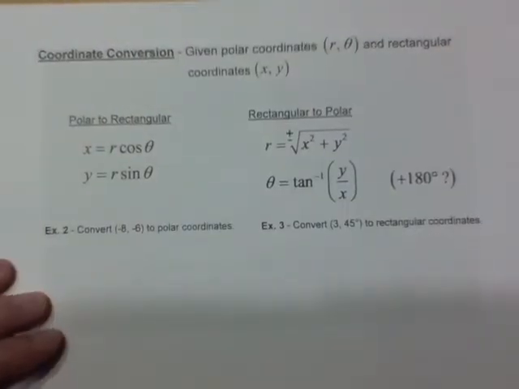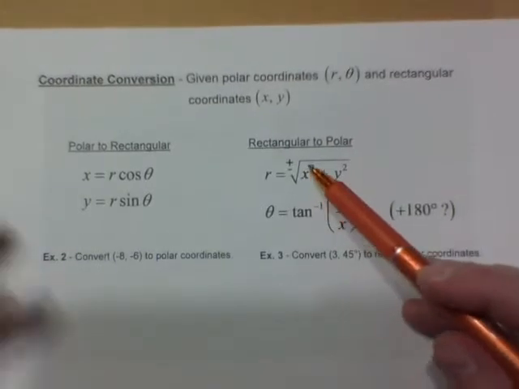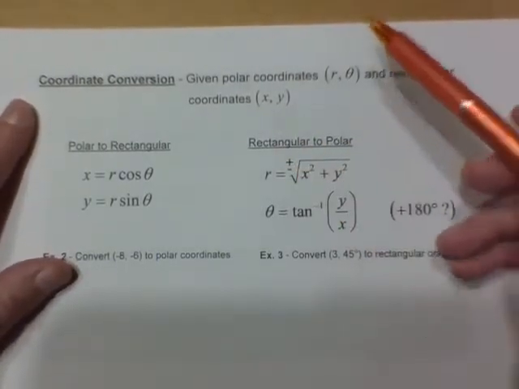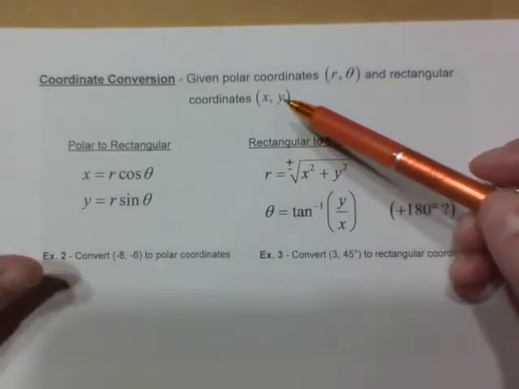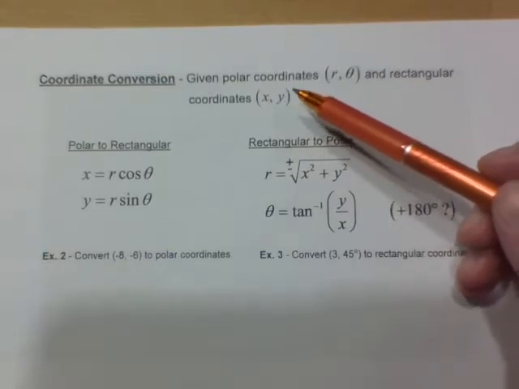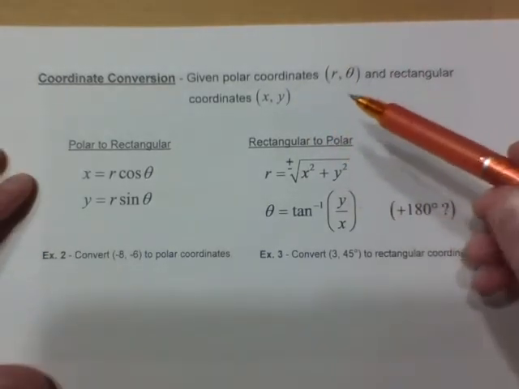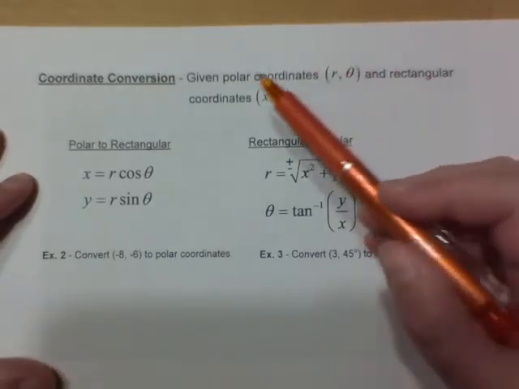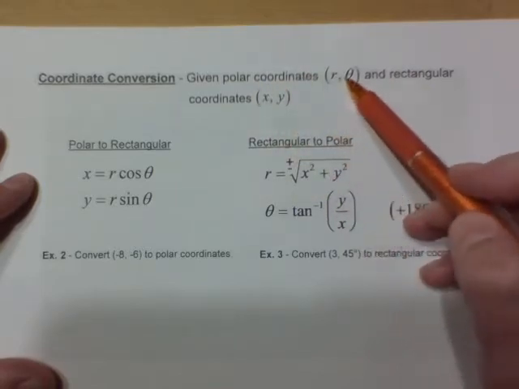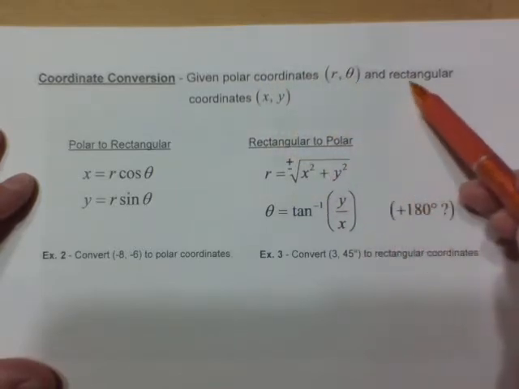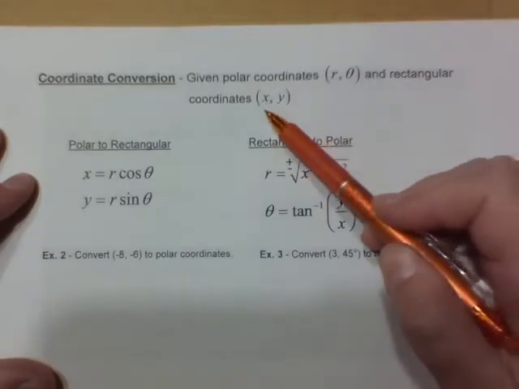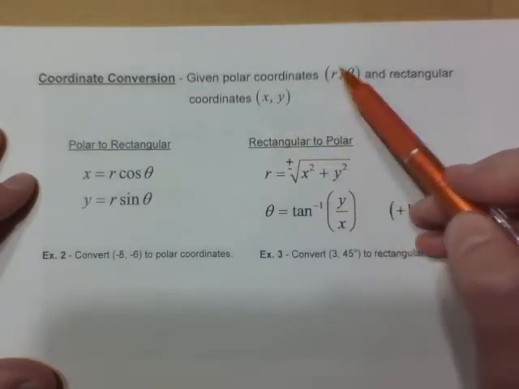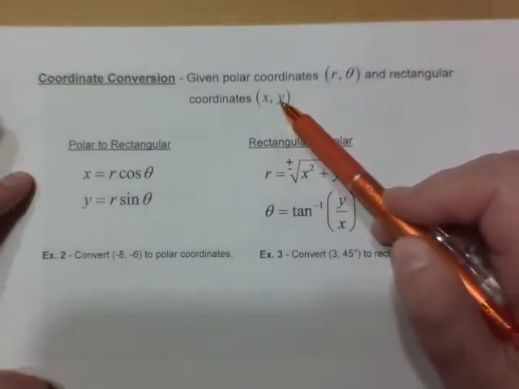All righty, then we are going to talk about coordinate conversions. So we did this when we were talking about things in parametric mode, but now we're doing coordinates in polar mode. So polar coordinates are again r comma theta, and rectangular coordinates or Cartesian coordinates are x comma y. So there is a way to convert between one and the other.